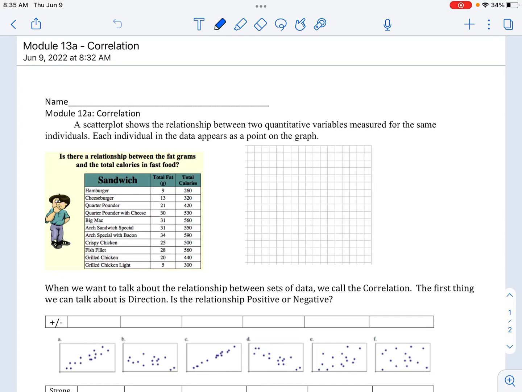Module 13A, talking about correlation today. I know it says Module 12A down here, but that's because it used to be 12A.